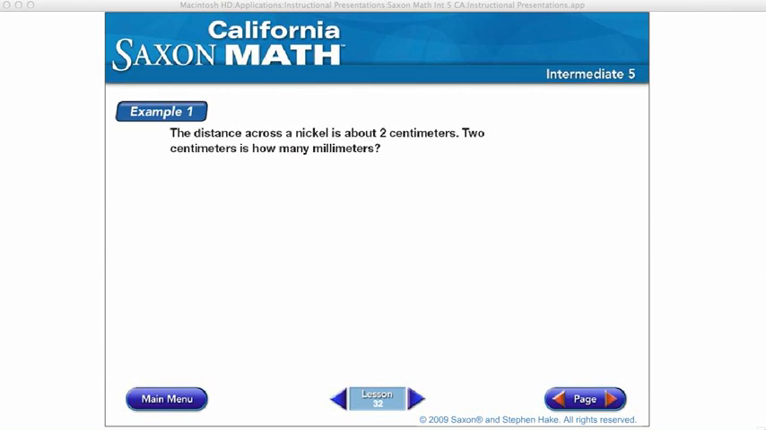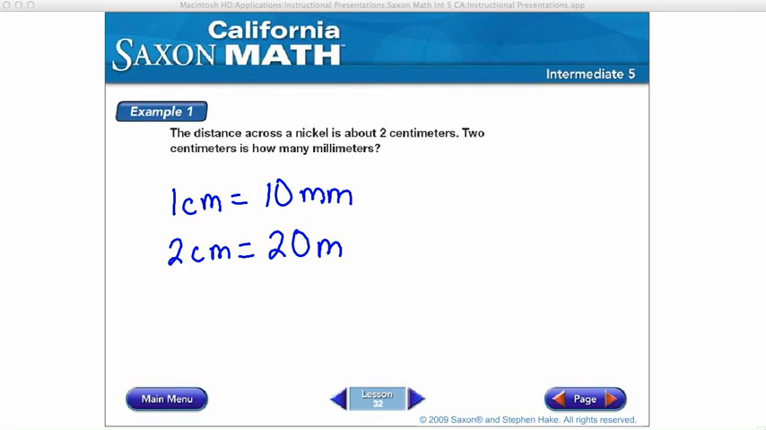So let's take a look at number 1. The distance across a nickel is about 2 centimeters. So turn your ruler so that you're looking at the centimeter side. And 2 centimeters is how many millimeters? Well, I know that 1 centimeter equals 10 millimeters. So if I want 2 centimeters, I'm counting by tens, so this would be 20 millimeters, because I'm counting by tens.